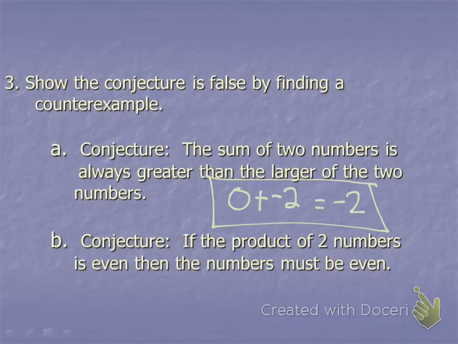Part B, the product of two numbers is even. If the product of two numbers is even, then the numbers must be even. What's the opposite of an even number? Odd number. Somebody give me an odd number.